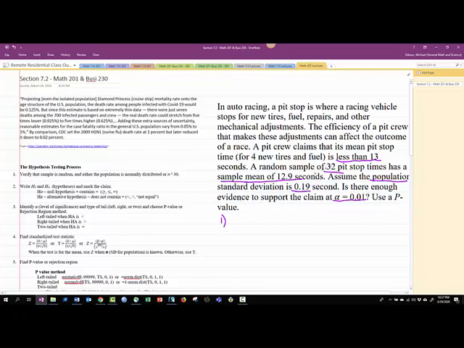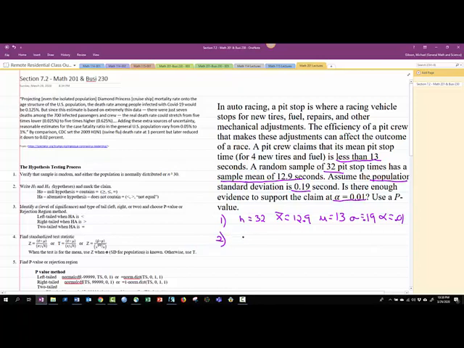Now let's write down the key things here. So n is 32, right? Our sample mean, x bar, was 12.9. Our claim was less than 13, so we're going to get to that in a minute. But the claim is what is mu in the formula, all right? So mu will be 13 because that's the claim. And then the population standard deviation is 0.19, and alpha is 0.01.